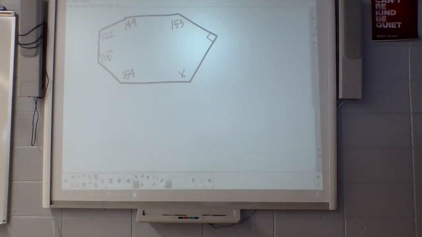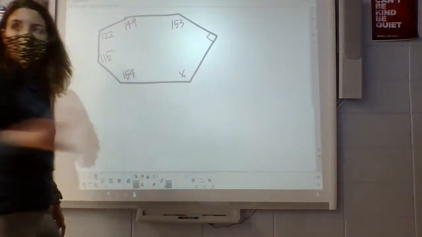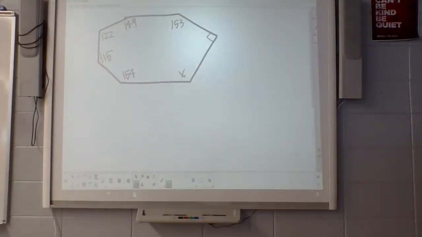So, how many angles are there? Seven. So you have to do 7 minus 2, and then multiply by 180, and I'll tell you the sum. That's going to give you the total. And then you have to take all the rest of these away. I think you might have missed something or done some math wrong. You're really close, but not quite. I think you're missing, oh, don't forget that one's 90. I think you're missing the 90.